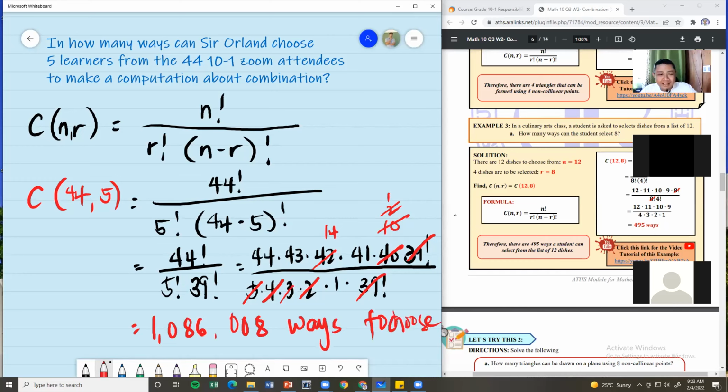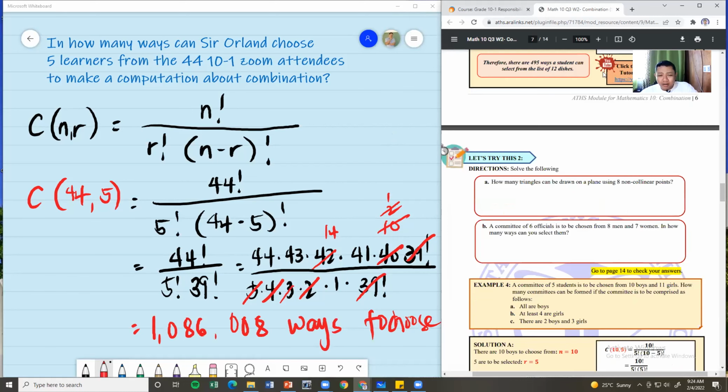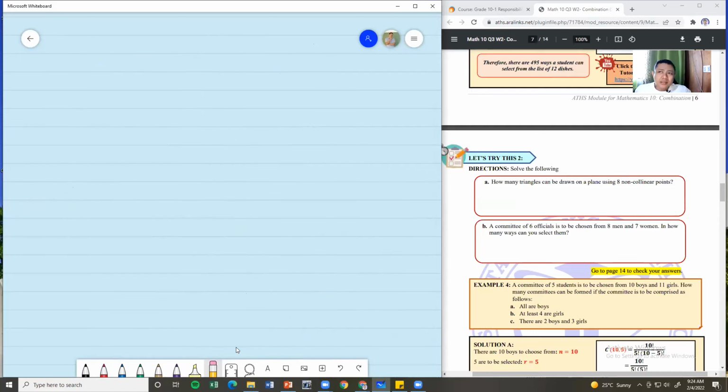Got it? Kindly show me a reaction if you understood that process. Show me a reaction, please. Thank you so much. Okay, that's combination. Ganun lang siya. Paulit-ulit lang siyang ganun. Now, let's level up. That kind of computation is done when it's just a simple combination. It's just a simple type of choosing. No other restrictions or no other conditions. Basta ganun lang siya. Pipili ka lang. That's the simple computation for combination.